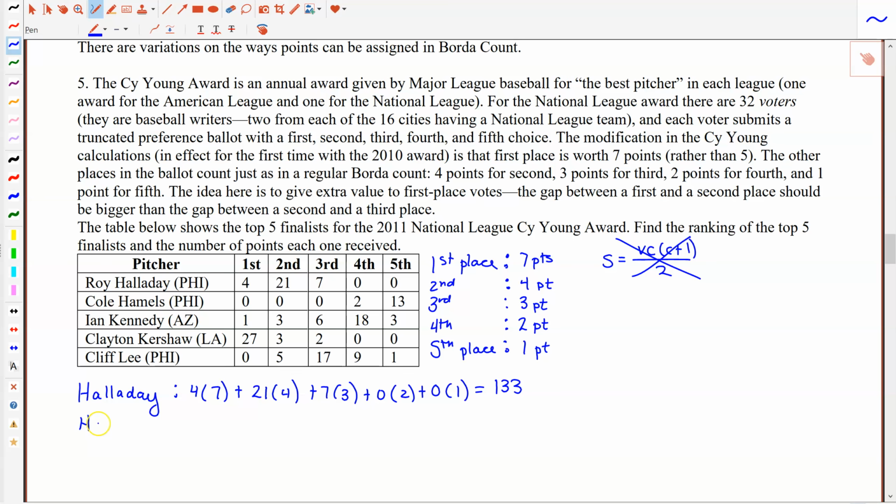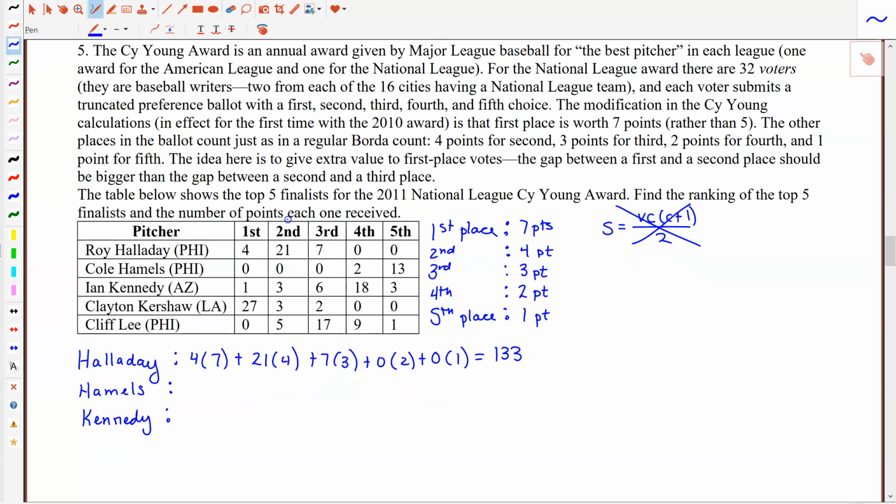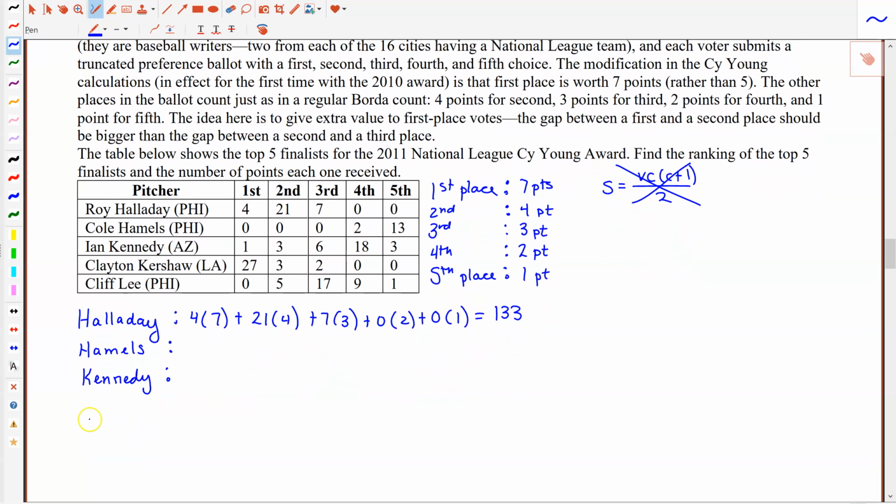So we're just going to complete this process for the other pitchers. So again, I would encourage you to try to do their Borda counts on their own and then verify them against my calculations.